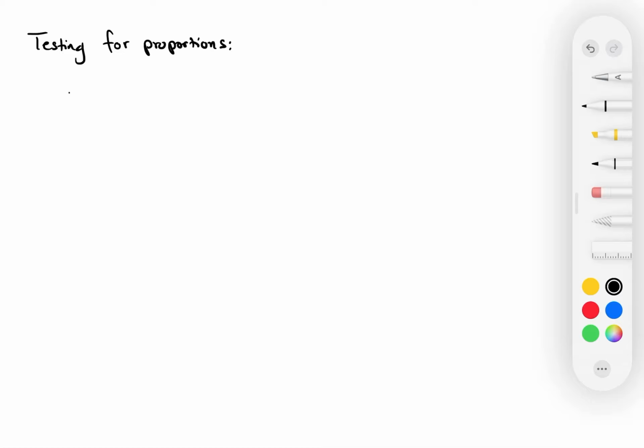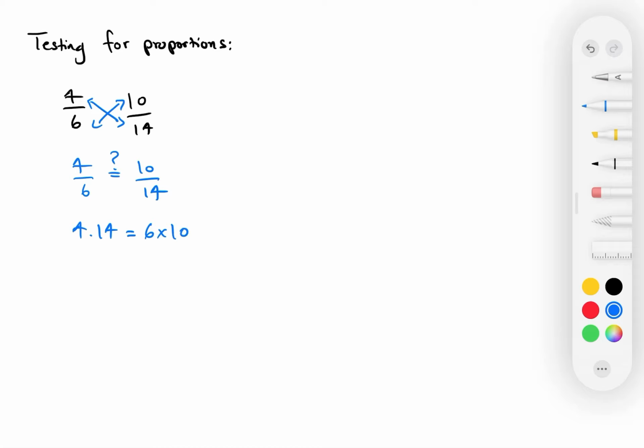Now, let's think about the two numbers 4 over 6 and 10 over 14. Do they form a proportion? Let's go ahead and see. So is 4 over 6 technically equal to 10 over 14? Well, if I cross multiply these two, 4 times 14 should be equal to 6 times 10, because if it is indeed a proportion, their cross products are always going to be the same, right?